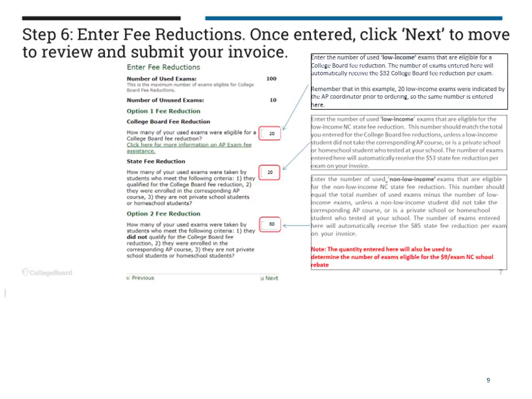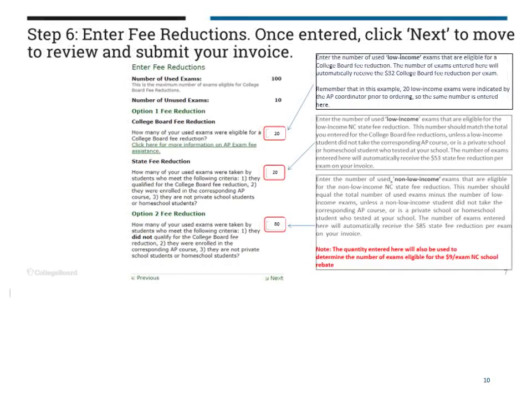Please note in red it says here, the quantity entered in this last box will also be used to determine the number of exams eligible for the $9 per exam North Carolina school rebate. So for the students who are non-low income in option 2, the state of North Carolina will pay $94 per exam, which is the total cost of an AP exam this year, with $85 being paid to the College Board and $9 being returned to the school in the form of a school rebate, which is shown here in red.